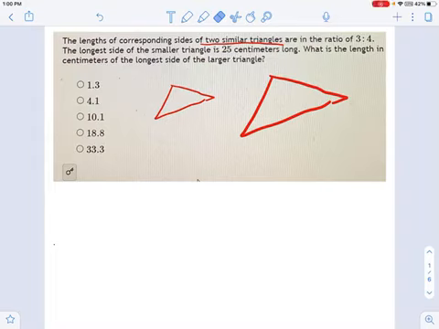When you have two similar triangles, that has a special meaning. What it means is they are the same shape as each other. One's just bigger than the other. So all the angles will be the same in there, and the ratios between the sides will be consistent.